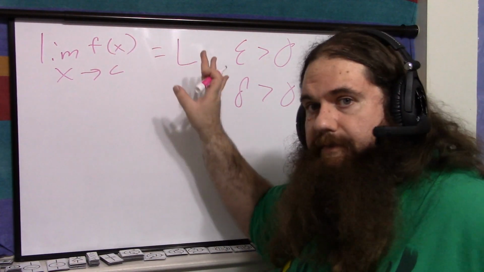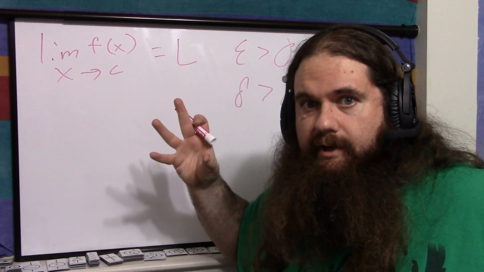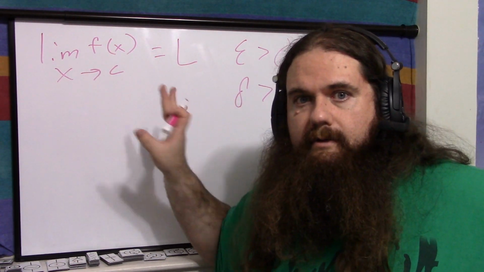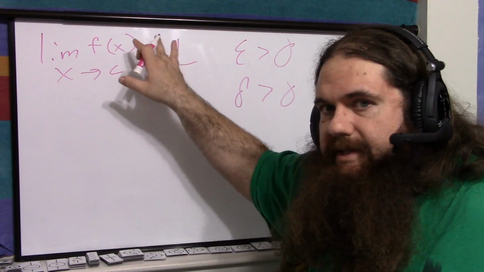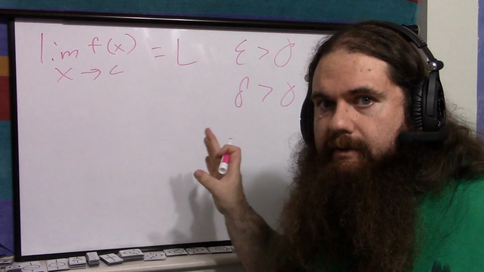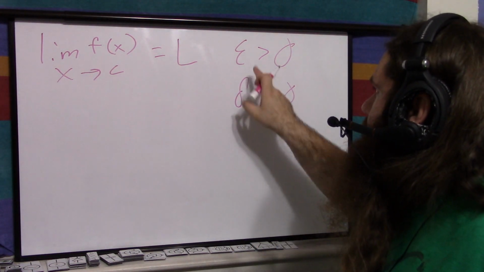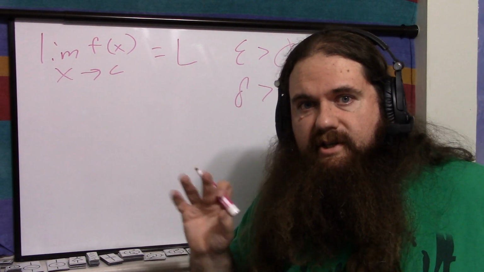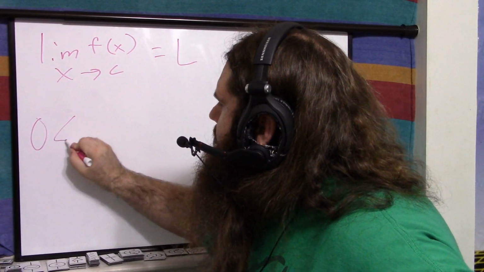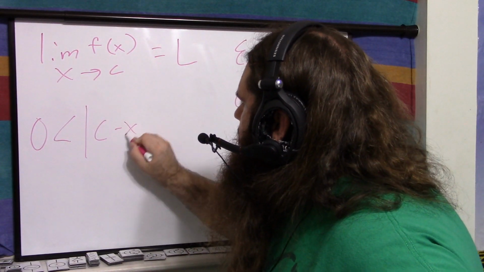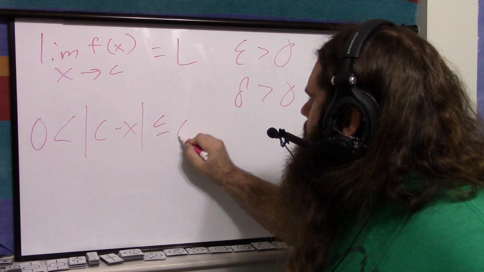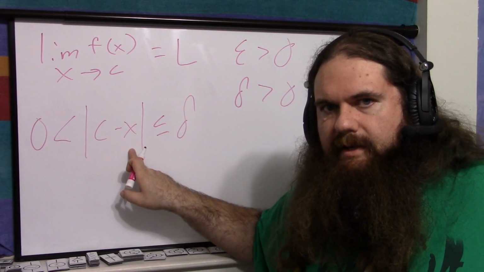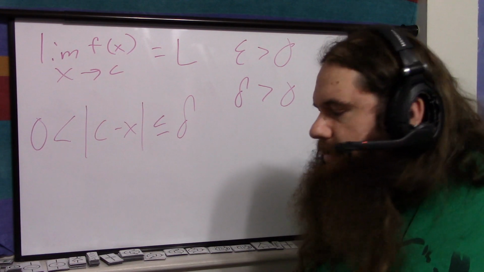If this is correct, if it's not correct, if what I'm saying does not turn out to be true, then the limit is wrong. This is wrong, delete it. We're assuming that this is correct. We're assuming you have done your math correctly. If you have done your math correctly, then for any epsilon greater than 0, there will be a delta greater than 0, such that 0 is less than the absolute value of c minus x is less than or equal to delta. The absolute value of c minus x is just how far x is from c.